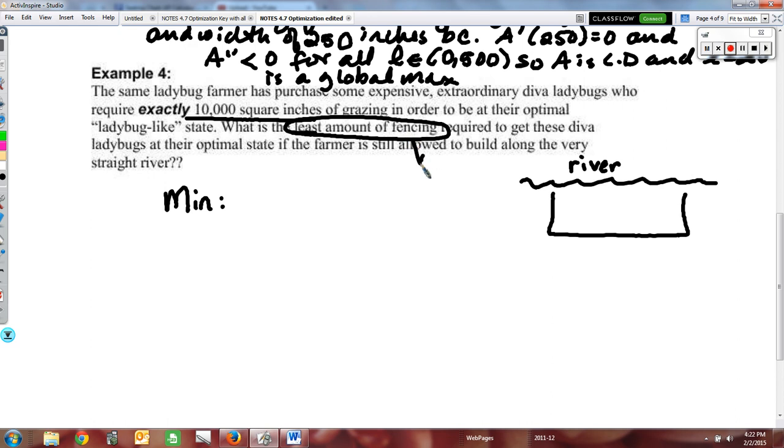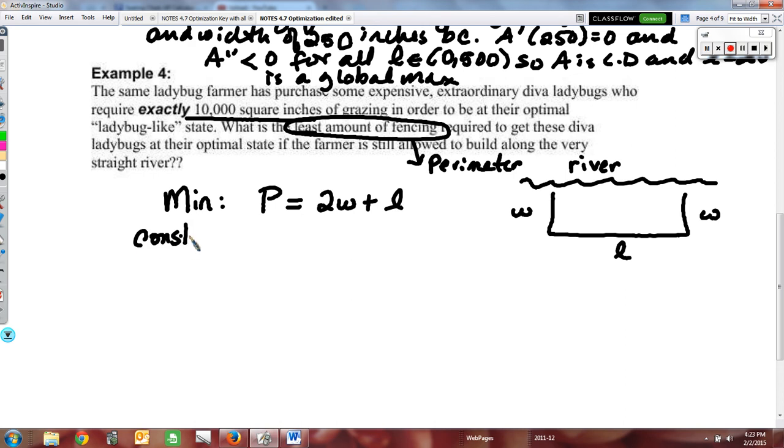Amount of fencing is your perimeter. Okay, so if we have our length and our width, and I'll put a width over here, we're going to minimize our perimeter, which is equal to 2W plus L. You look for your constraints. What we know is that we have exactly 10,000 square inches of grazing. Square inches, that's giving you an area. So we know that the area, which is length times width, is going to be 10,000. So that is our constraint that we're going to solve.